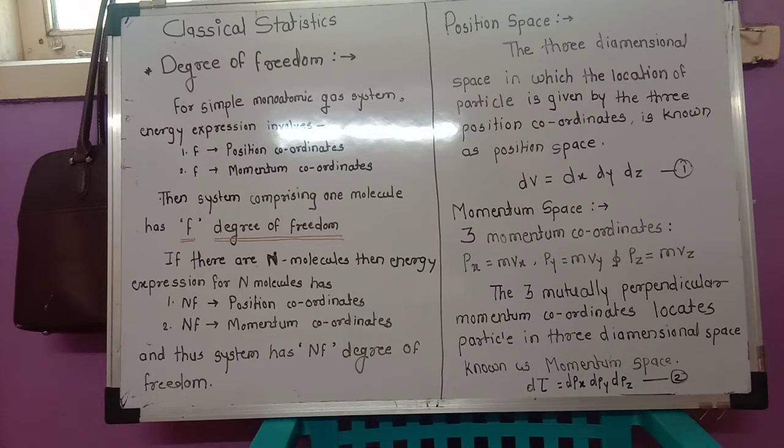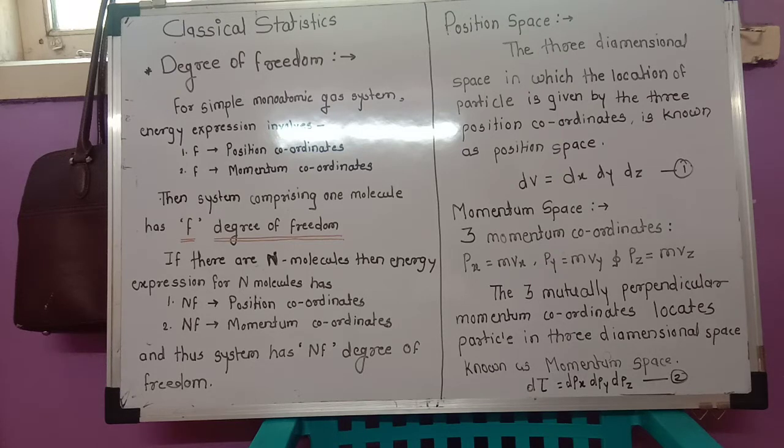Classical statistics is a quite interesting chapter in your academics. In this chapter, we'll learn two parts. In the first part, we'll learn about degrees of freedom, position space, momentum space, phase space, macro states, micro states, thermodynamic probability, a priori probability, accessible states, etc. And in the second part, we learn about the Maxwell-Boltzmann statistics. So overall, classical statistics is a very interesting topic in your syllabus.